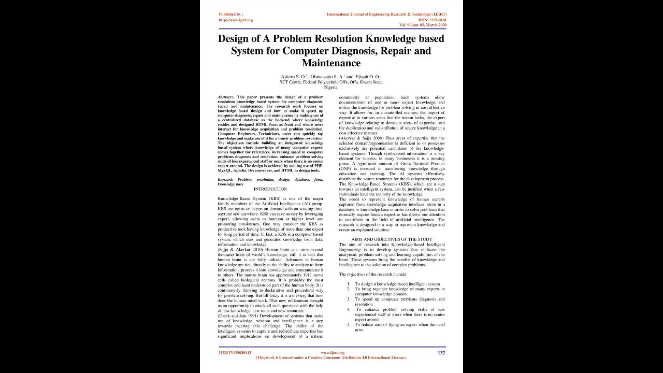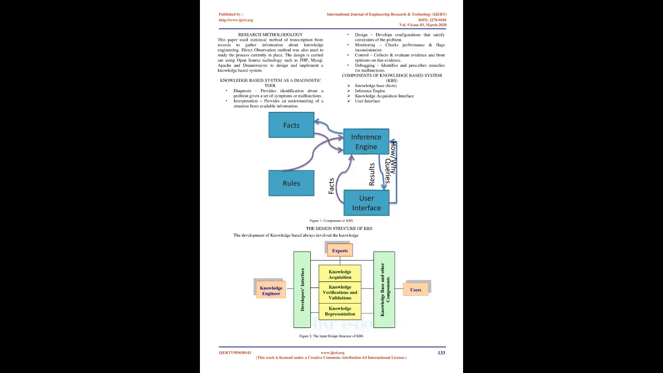Introduction. Knowledge Base System, KBS, is one of the major family members of the artificial intelligence, AI, group. KBS can act as an expert on demand without wasting time, anytime and anywhere. KBS can save money by leveraging expert, allowing users to function at higher level and promoting consistency. One may consider the KBS as productive tool, having knowledge of more than one expert for a long period of time. In fact, a KBS is a computer-based system, which uses and generates knowledge from data, information, and knowledge.